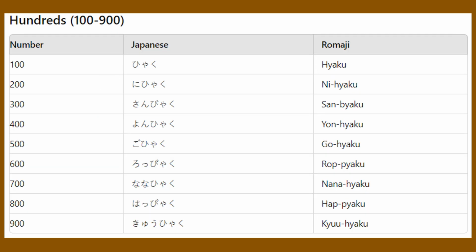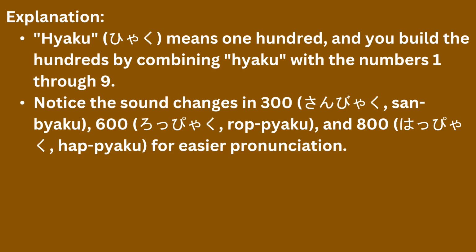Hundreds, 100 to 900. Hyaku, nihyaku, sanbyaku, yonhyaku, gohyaku, roppyaku, nanahyaku, happyaku, kyuhyaku. Hyaku means 100, and you build the hundreds by combining hyaku with the numbers 1 through 9.